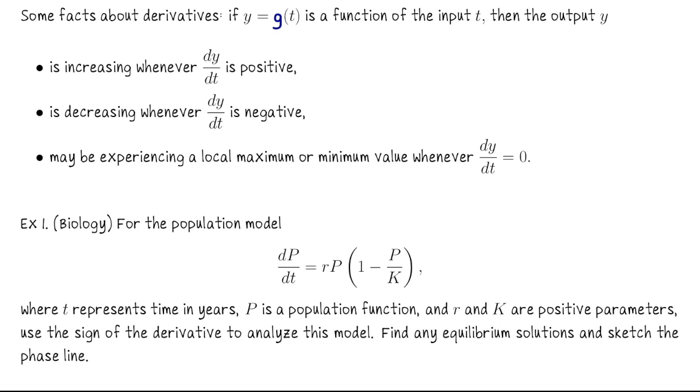then we say that y is increasing whenever the sign of its derivative dy/dt is positive. So our outputs are increasing. On the other hand, y is decreasing or going down whenever the sign of the derivative is negative. Those are the two behaviors we're most interested in today, but we could also say that y could be experiencing a local maximum or a local minimum whenever its derivative is 0. Those would be critical points, but again, we're not going to really talk about that much today. I just threw that up there.